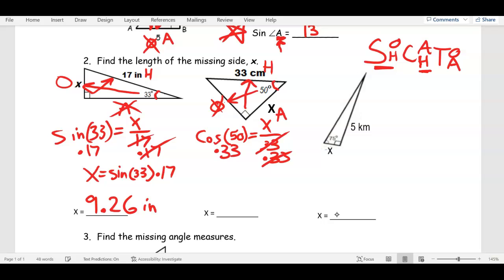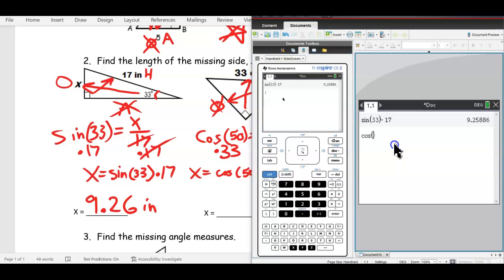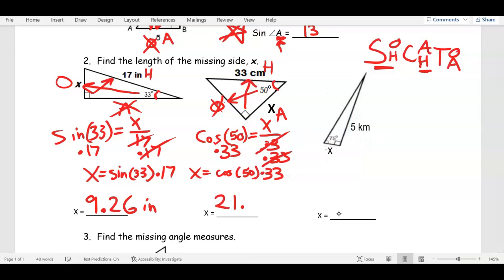Okay, 33's cancel. Let's rewrite this. X equals cosine 50 times 33. So cosine 50 times 33, I can type that in my calculator. Cosine 50, go to the right, times 33. And I get 21.212. The 2 makes the 1 stay the same. So I got 21.21 centimeters.